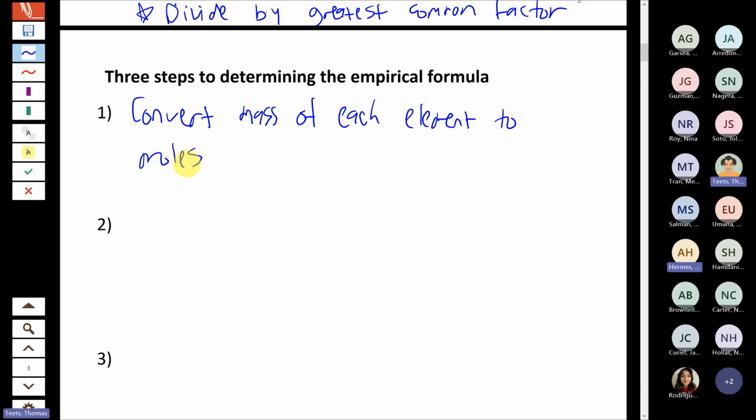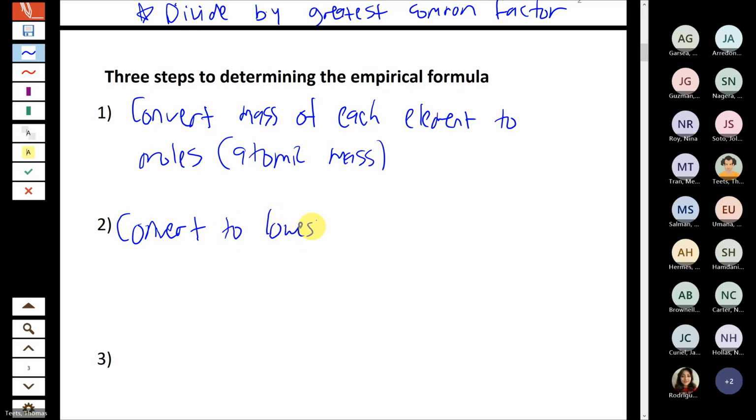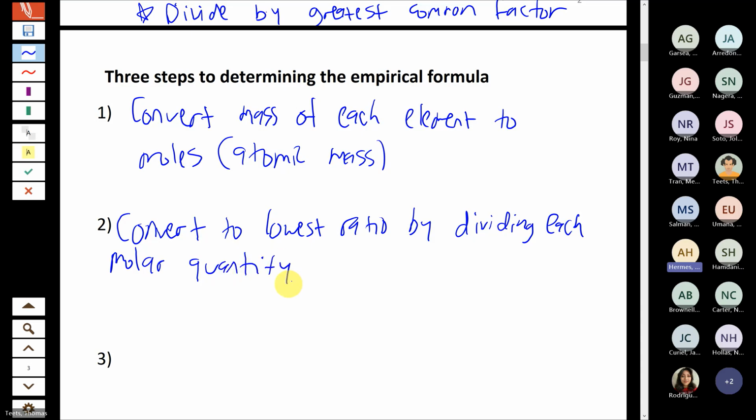So we're going to have either a mass or a mass percent of each element that's going to be converted to moles. We use the atomic mass to do that, as we introduced last time. And then we're going to have a number of moles of each element, and we're going to convert to the smallest ratio by dividing by whichever of those is the smallest. So each molar quantity that we get is going to be divided by the smallest of those to get them down to a ratio.